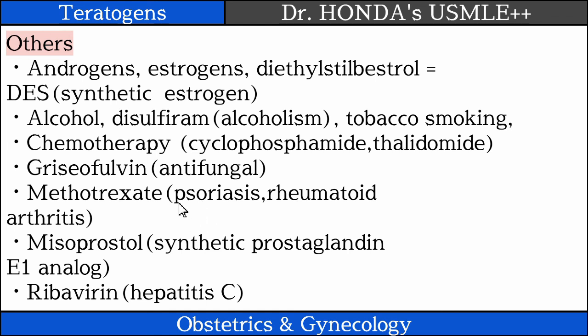And if your patient has psoriasis or rheumatoid arthritis, you don't want to use methotrexate. And also you don't want to use misoprostol, which is a synthetic prostaglandin E1 analog. Also, if your patient has hepatitis C, you don't want to use ribavirin too.